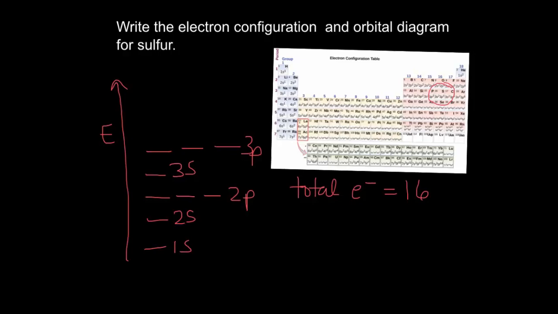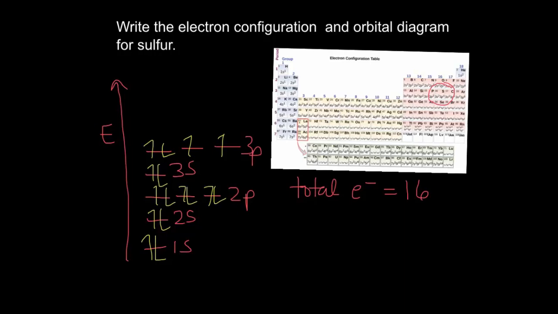But if we're drawing in our electrons, we've got 2 in our 1s, 2 in our 2s, 1, 2, 3, 4, 5, 6 in 2p. So now we have a total of 10 electrons. 2 in 3s, that's 12, 13, 14, 15, 16. Okay, so this is our orbital diagram for our sulfur.